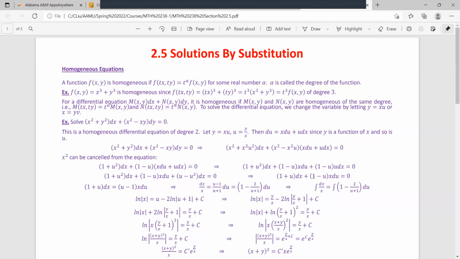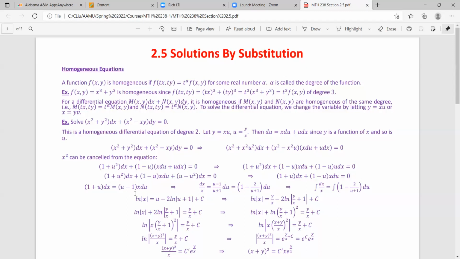So if you move 1 minus u x du to the right side and change the sign, then it just becomes u minus 1 x du. You have the negative of 1 minus u, then you get u minus 1. All right. So now what you do is divide by 1 plus u and x on both sides.